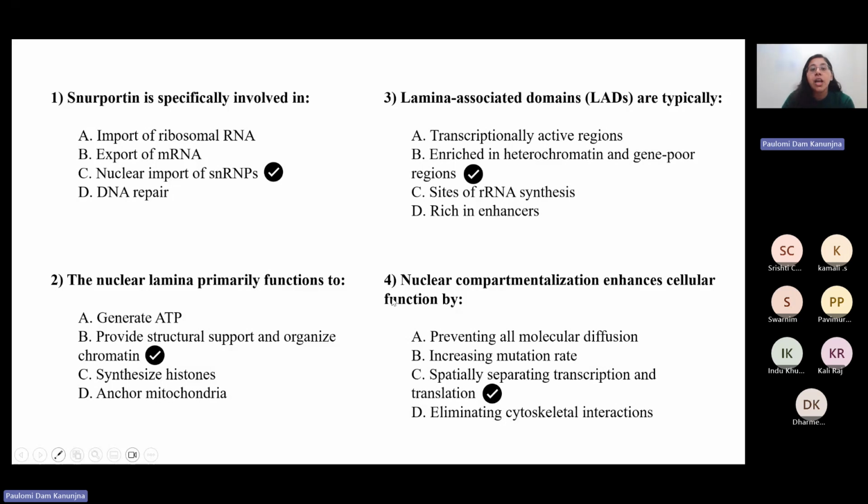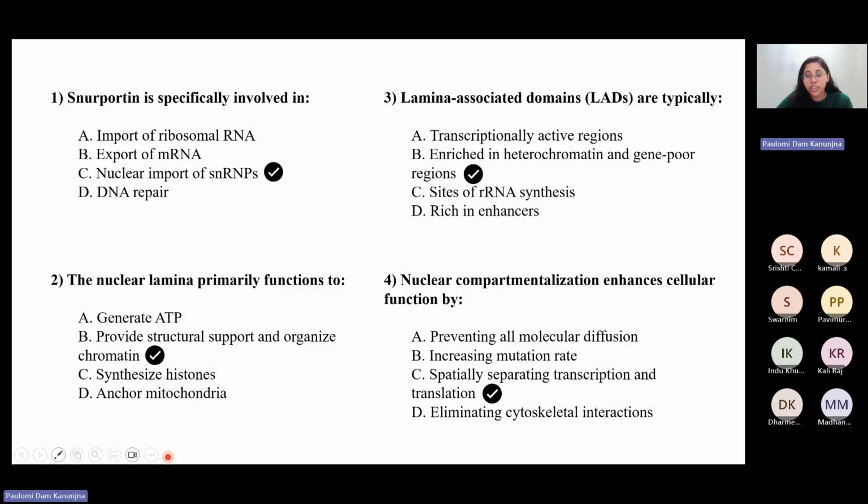Next one, nuclear lamina primarily functions to provide structural support and organize the chromatin, which is what I told. These are the lamin proteins. They give the cytoskeletal support for the nuclear shape, and they will then organize the heterochromatin at the periphery. If you remember, the organization of the DNA in the nucleus was in this coiled form. Most of the heterochromatic part will be in the periphery, and the euchromatic parts will be towards the inside of the nucleus, right?